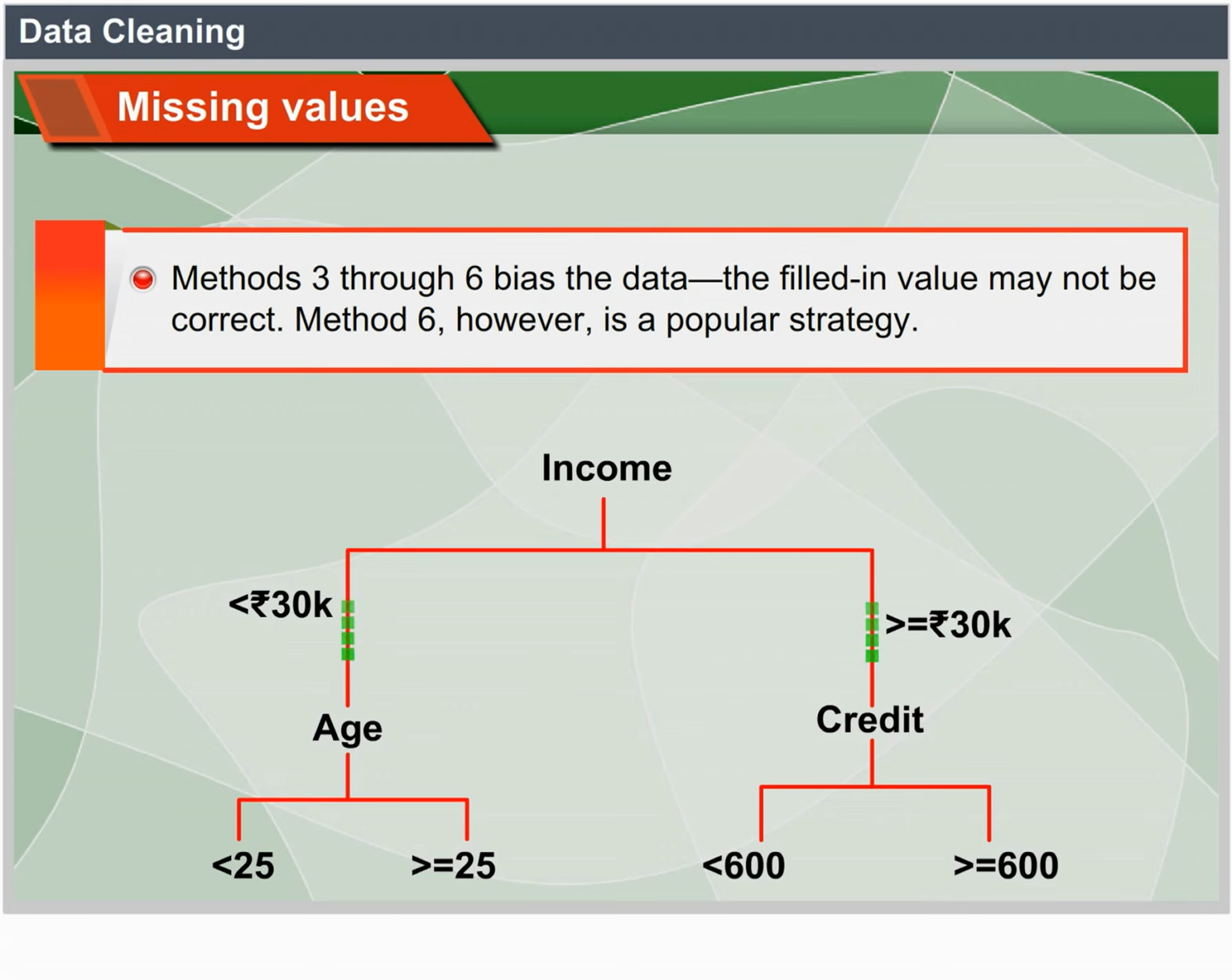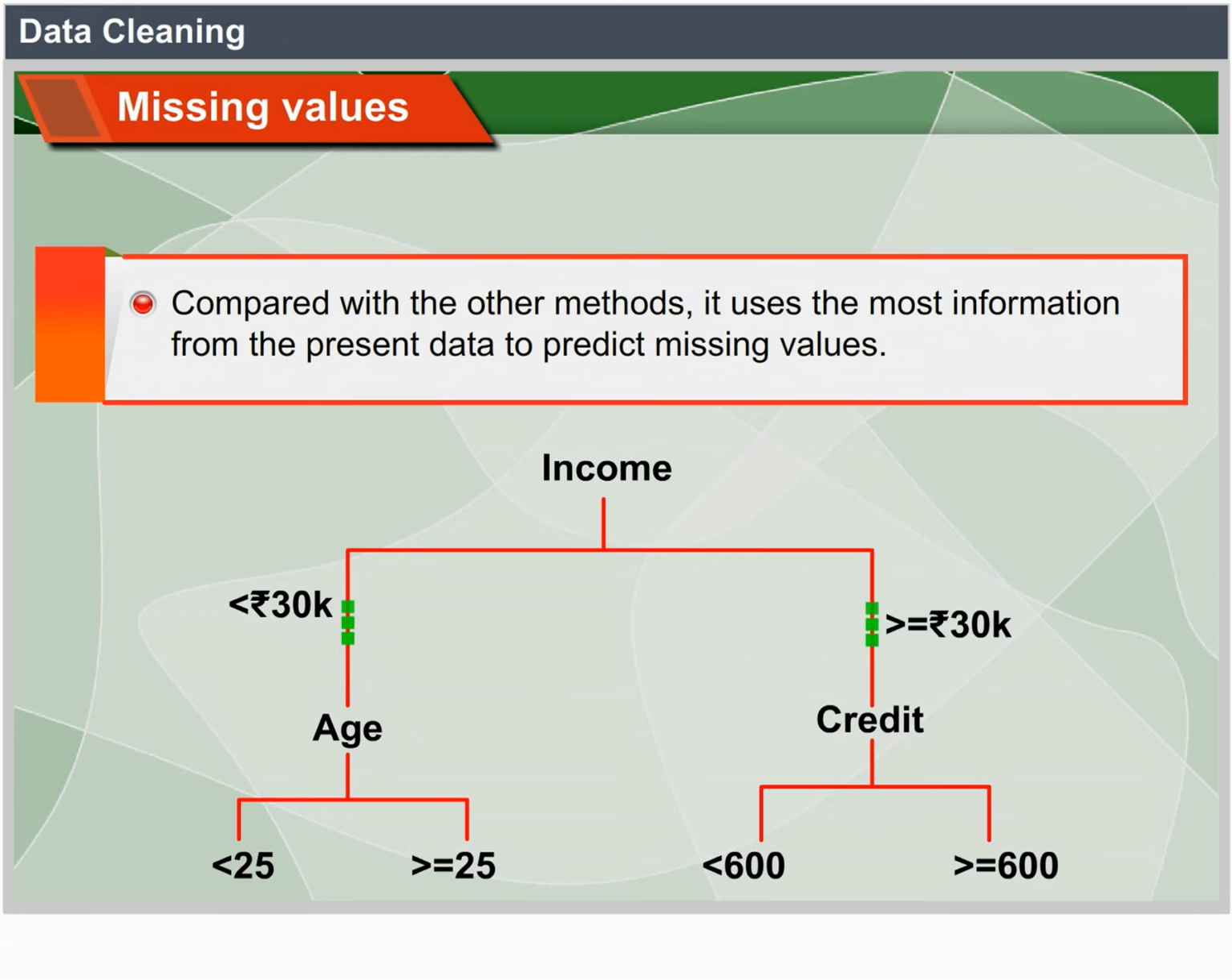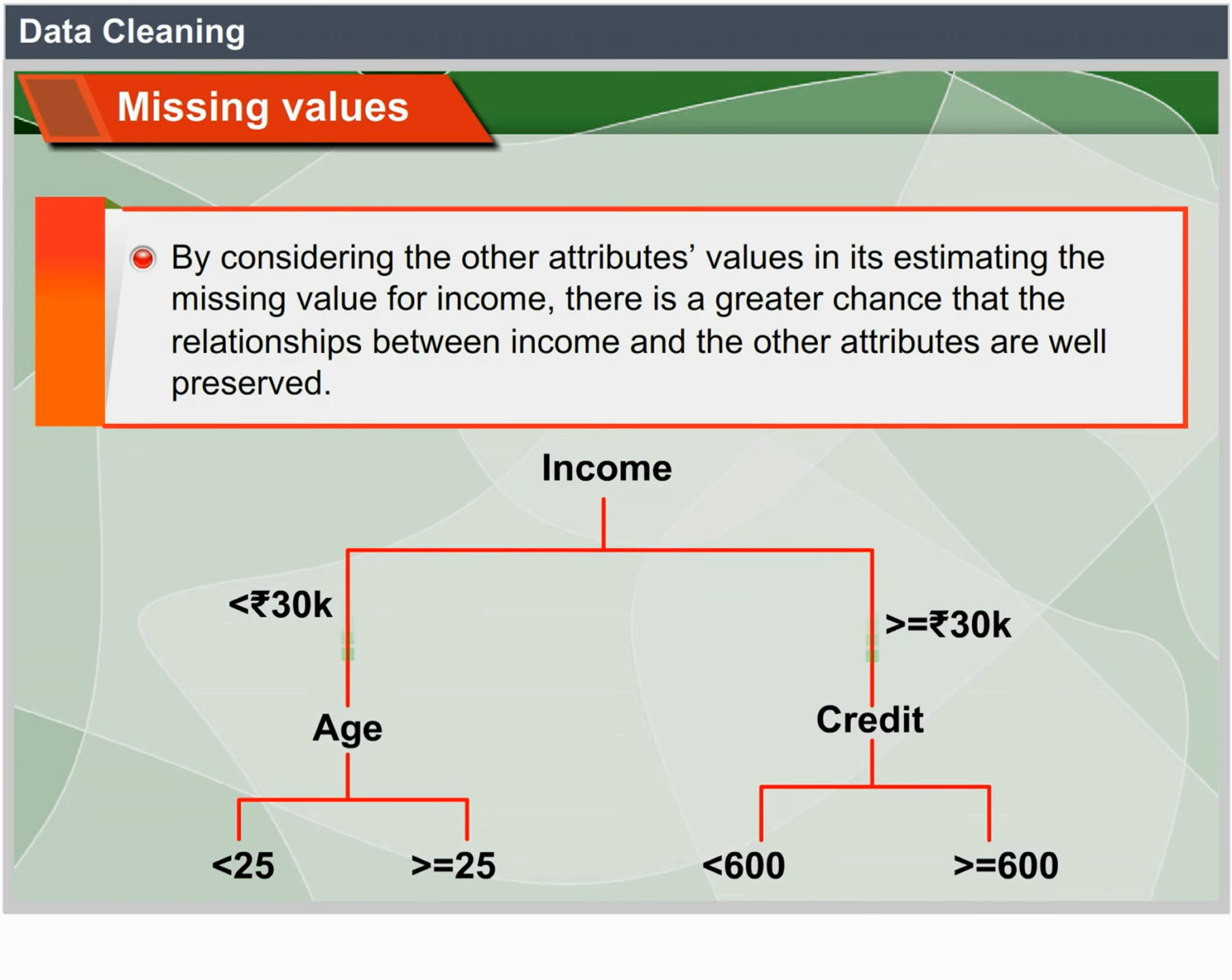The filled-in value may not be correct. Method 6, however, is a popular strategy. In comparison to the other methods, it uses the most information from the present data to predict missing values. By considering the other attributes' values in its estimation of the missing value for income, there is a greater chance that the relationships between income and the other attributes are preserved.